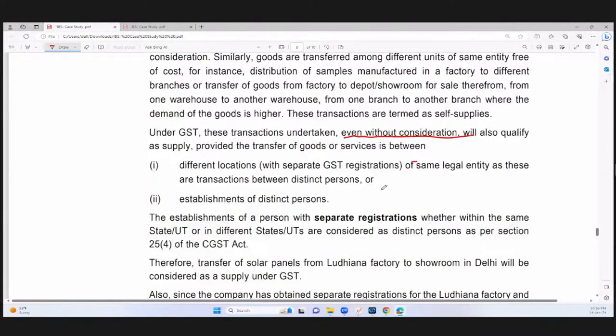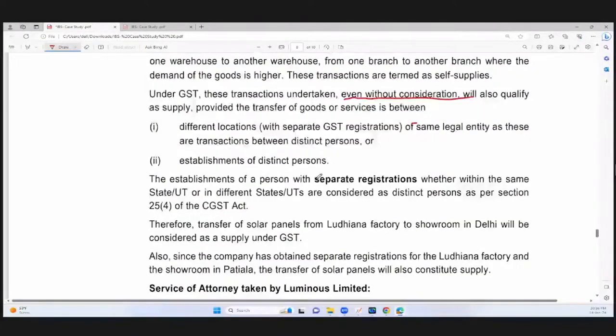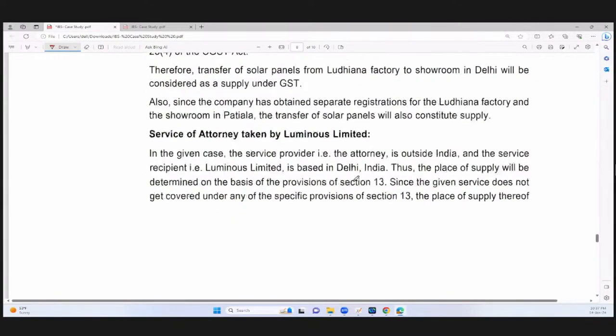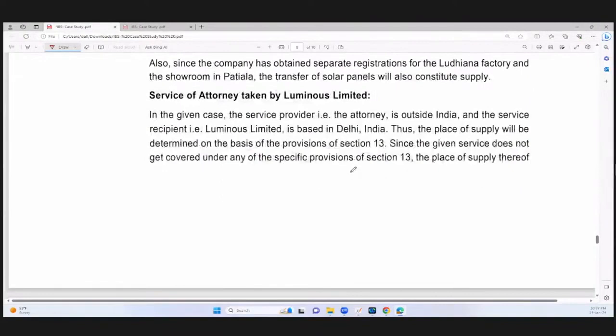तो इसमें मैंने आपको बताया कि सेपरेट रजिस्ट्रेशन और अंडर सिंगल पैन, परमानेंट अकाउंट नंबर. सेकेंड पार्ट स्टूडेंट्स जो डील करता है, तो इसलिए it is supply. बेसिकली कंक्लूजन में ये लिखा हुआ है कि it will constitute as supply. सर्विस ऑफ अटॉर्नी टेकन बाय Luminous Limited. इन द गिवन केस सर्विस प्रोवाइडर इज आउटसाइड इंडिया.